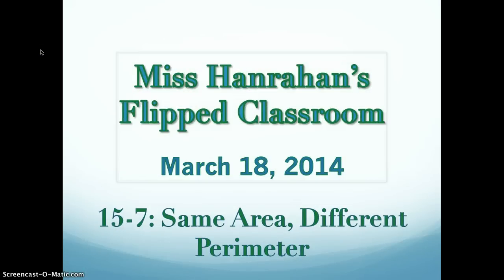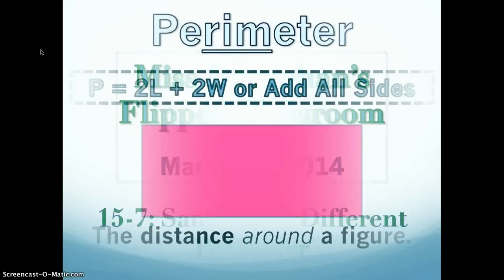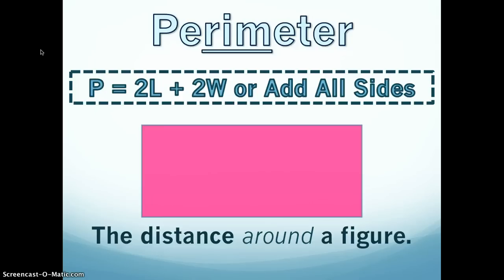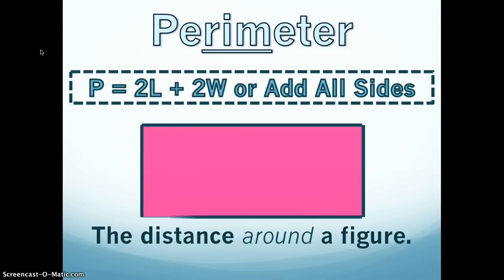This will be your very last flipped video. Today we're talking about the same area but different perimeters. Now as a reminder, perimeter is the distance around a figure. It kind of acts like a fence.